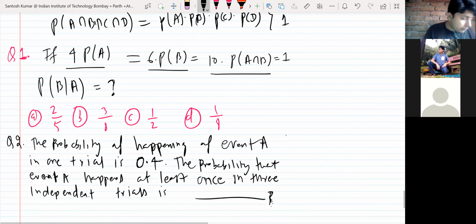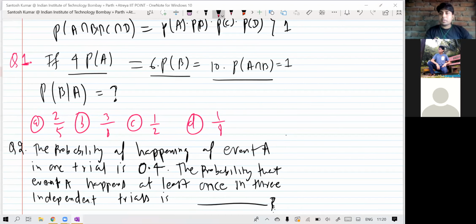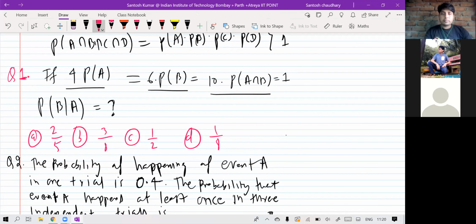Try these two questions. The first one is very easy. You can find it using the formula of probability of B given A. First one is very easy, you will be able to do it. Probability of A intersection B by probability of A. Yes, you have been given all the probabilities.